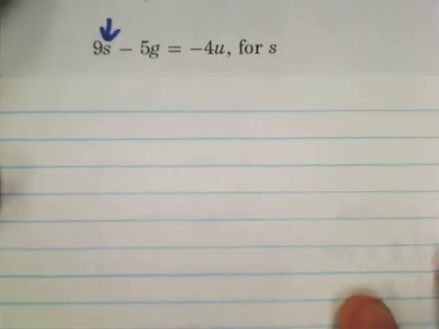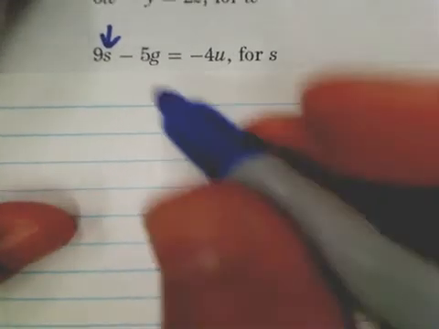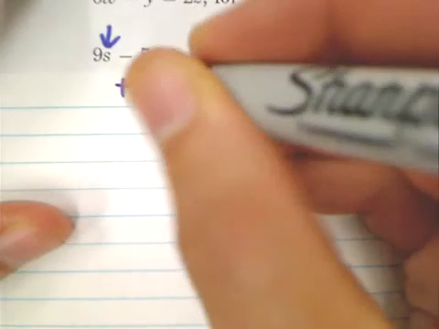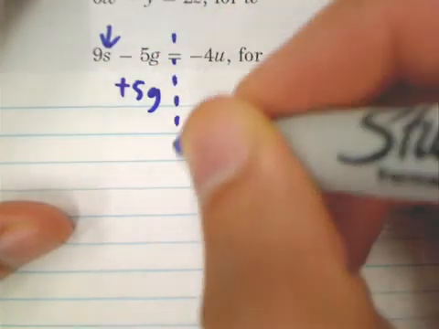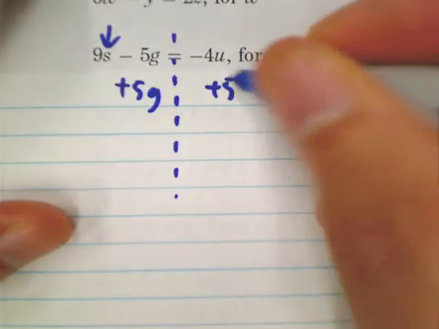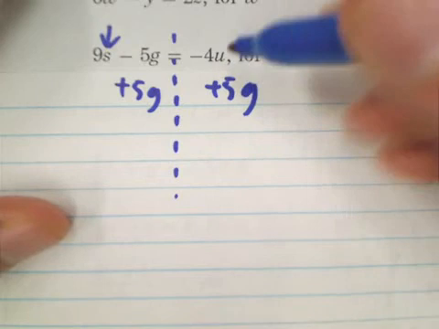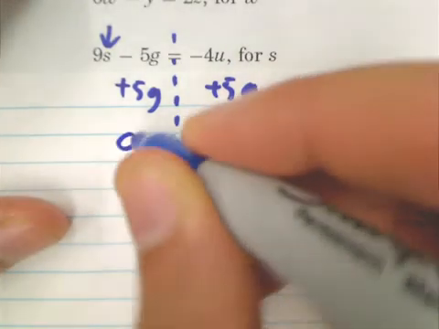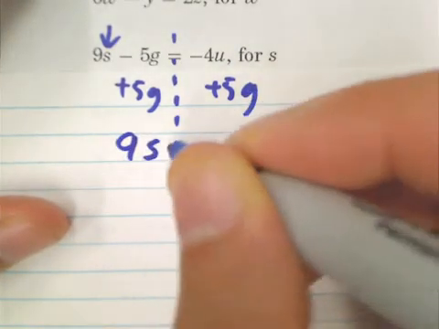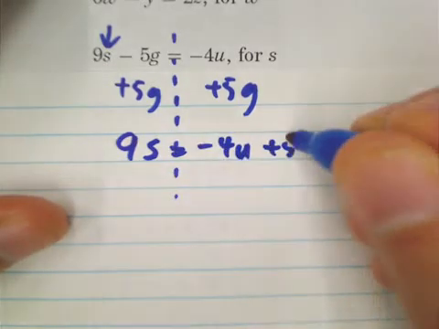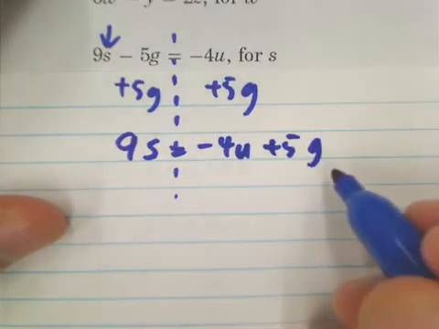Okay, it looks good. So what I need to do is get rid of this other term first. To get rid of negative 5g, I'm going to plus 5g. Now remember, these aren't like terms. That's a u and that's a g. So on my next step, I'm just going to write it out. 9s equals negative 4u plus 5g. I'm just going to leave it like that.